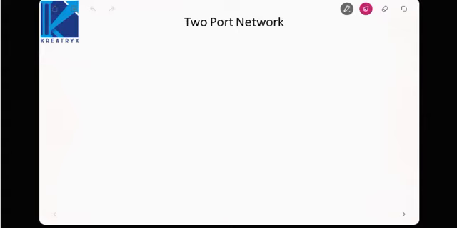Hi guys, in this lecture we will be starting with the concept of two-port networks. But before studying two-port networks, first we must get a grasp of the term port. What is meant by port? It is basically a pair of terminals from which a current can enter or leave a network.